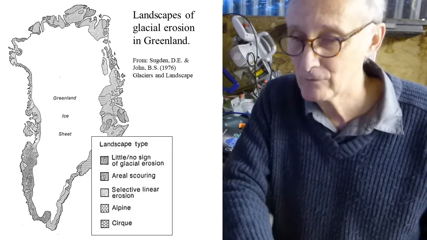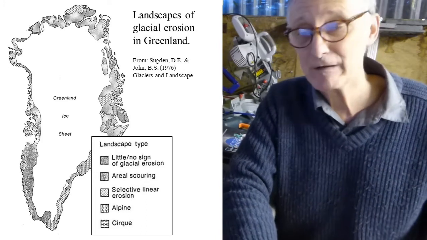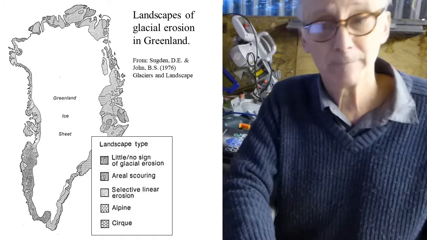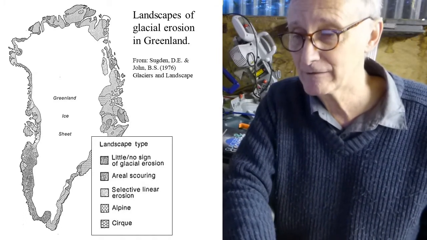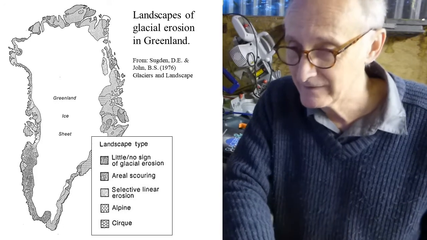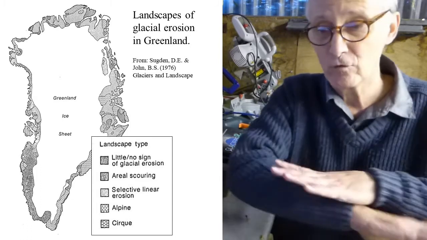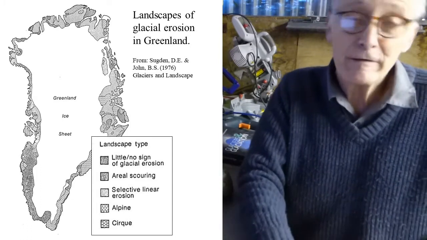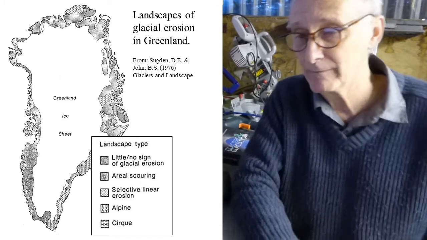There are areas where there's little or no sign of glacial erosion, so you might be thinking now, on the basis of what we said, perhaps that's cold-based ice and not moving so much, not abrading, not eroding the landscape quite so much. Then the next one down the column is areal scouring, like that photo I showed you before, where there has been a warm-based glacier, perhaps moving faster, dragging debris across the bed, scouring the whole bed.